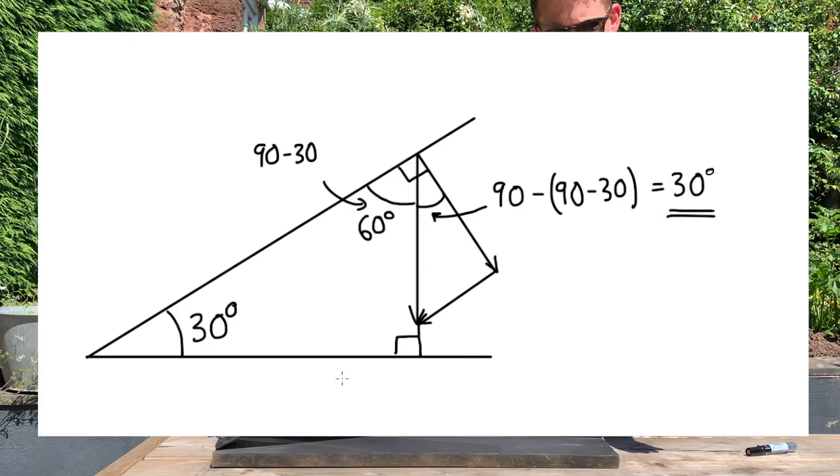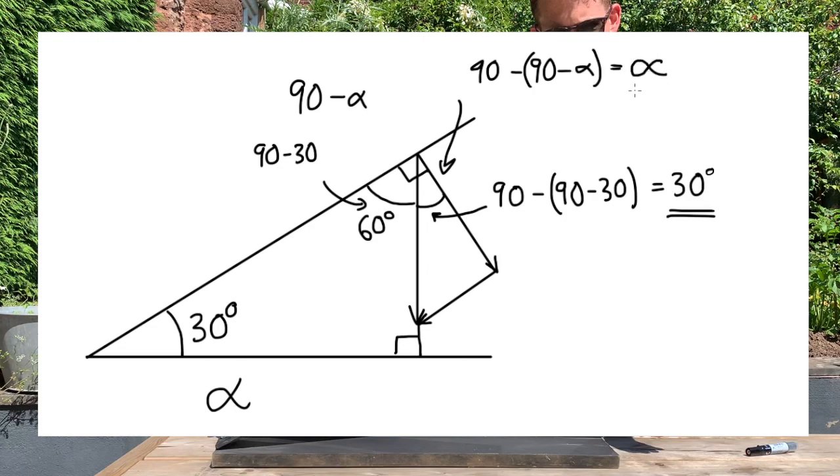So we could be more general about it. This angle could be alpha. That would make this angle here 90 minus alpha, which would make this angle in here 90 minus 90 minus alpha, which gives me alpha. Okay, so this angle here is always going to be the same as this angle here, but be really careful. This angle here we never label, just this one here.